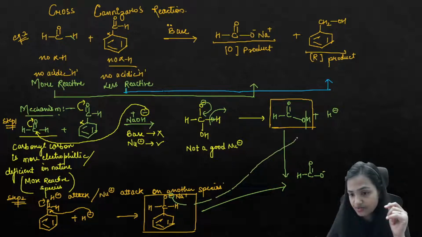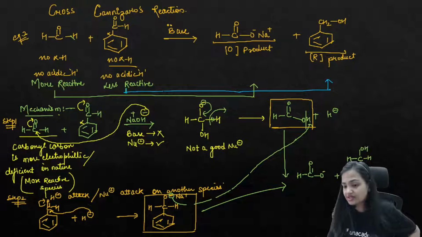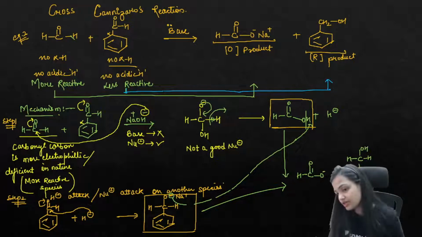This species will be carrying its acidic hydrogen, and therefore this will become the alcohol. That is CH, H and OH. So this has abstracted the acidic hydrogen and this has become the alcohol. That is the reduced product.